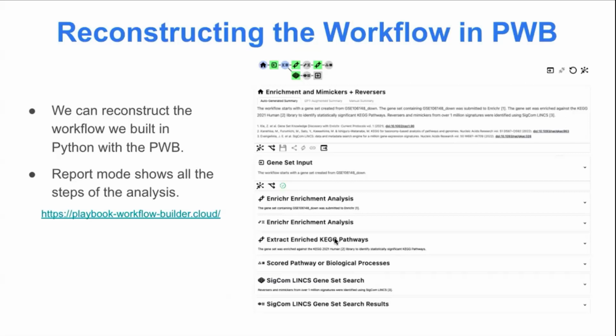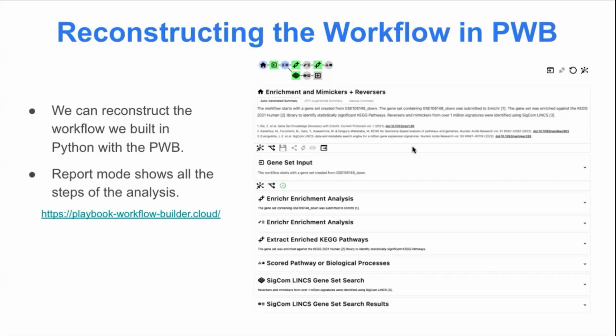In our example that we showed earlier in the code, we used Reactome, so we can also do that here. After this, from our gene set, we can then go and find similar signatures using the SigCom LINCS gene set search. Doing this workflow would then create an auto-generated summary of what was done in this workflow from the beginning to the end with relevant citations.